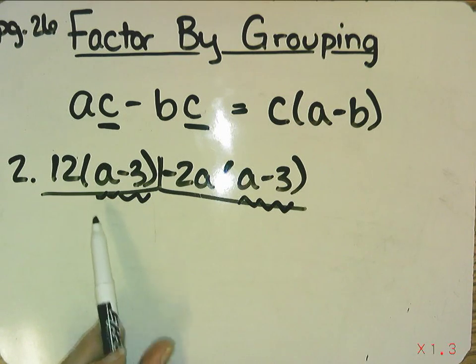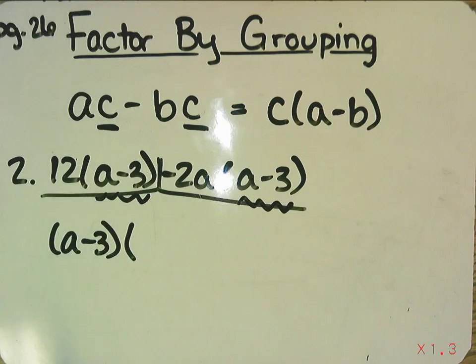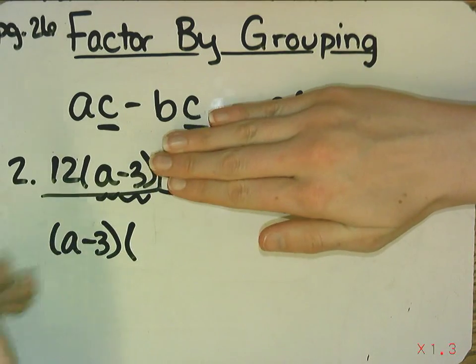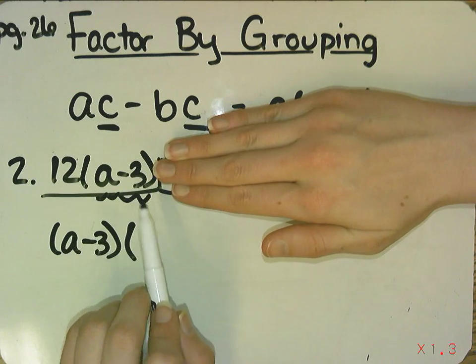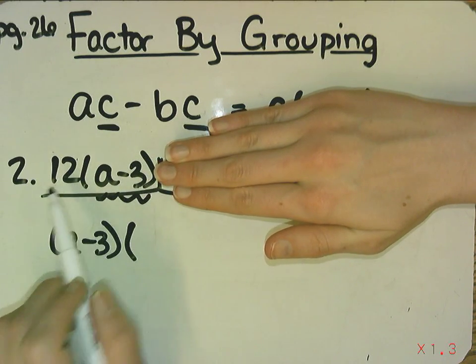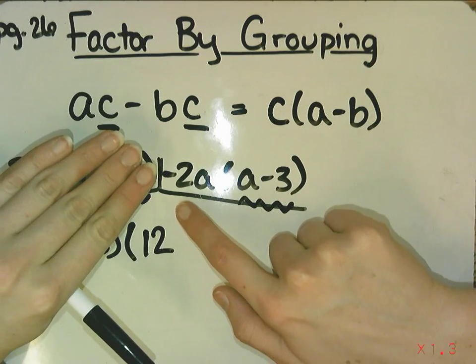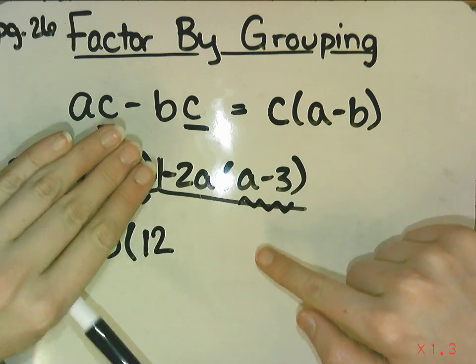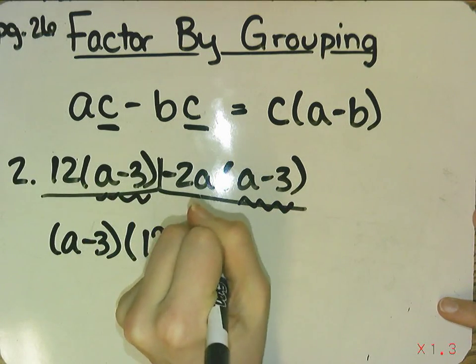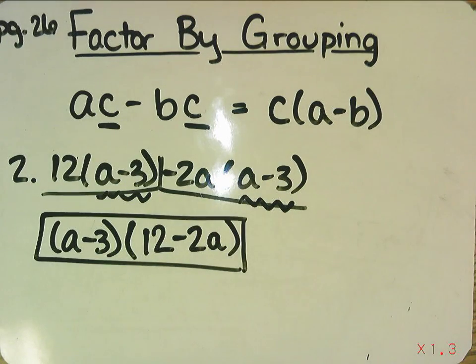So here, I'm going to do the same thing. I'm going to factor out my common factor of a minus 3. Now I'm going to look at what I'm left with. For my first term, I have the product of 12 and a minus 3. If I factor out a minus 3, I'm left with 12. And if I have the product of negative 2a and a minus 3, and I factor out a minus 3, I'm left with negative 2a. So this is your final answer for number 2.